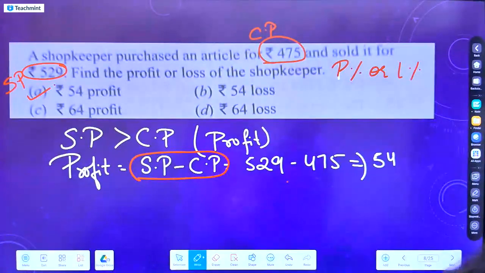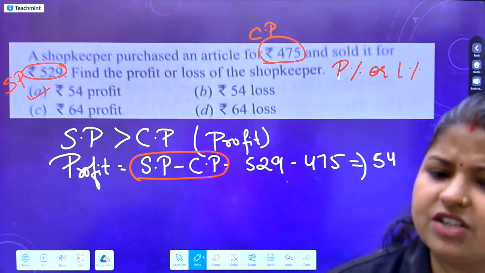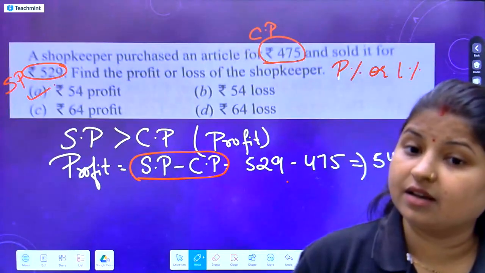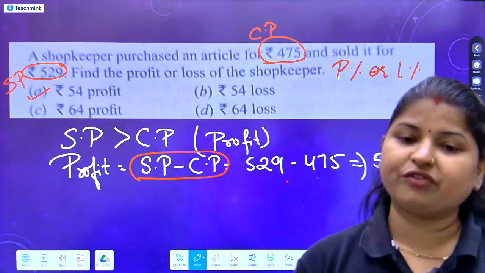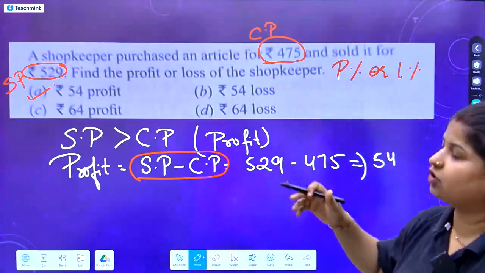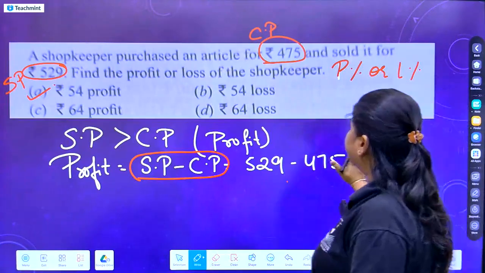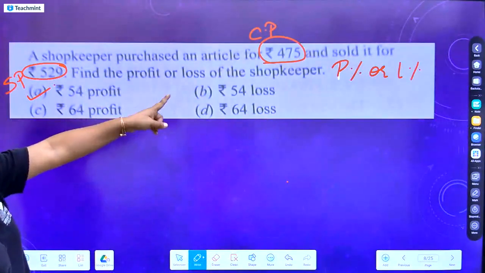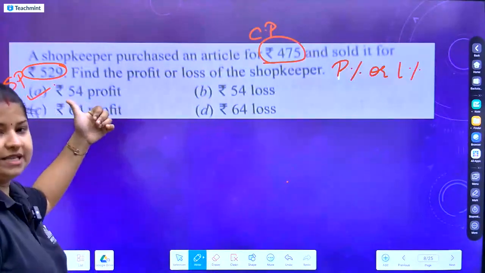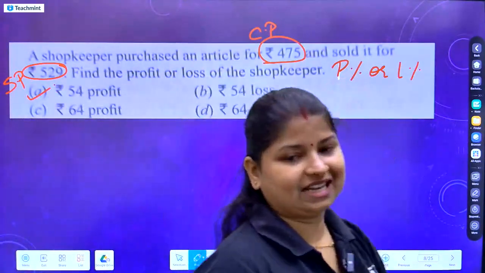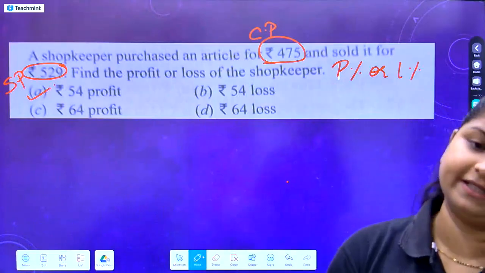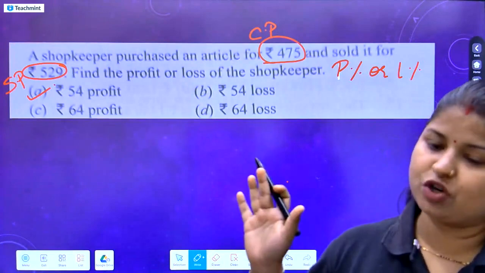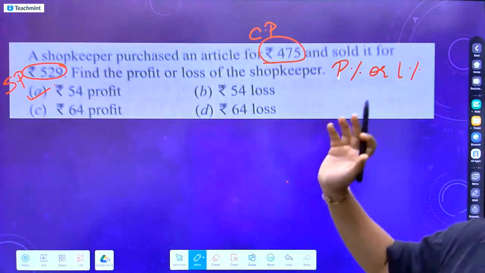Ma'am, more questions. Pardon, Yasha? Ma'am, can you give us more questions? I'm going to give you more questions, beta, but first, another question that I gave you is to find the profit or loss percent of the same question. CP is given to me, SP is given to me. Find the profit percent or loss percent. Tell me the answer quickly. Same question, now just find the profit percent or loss percent.